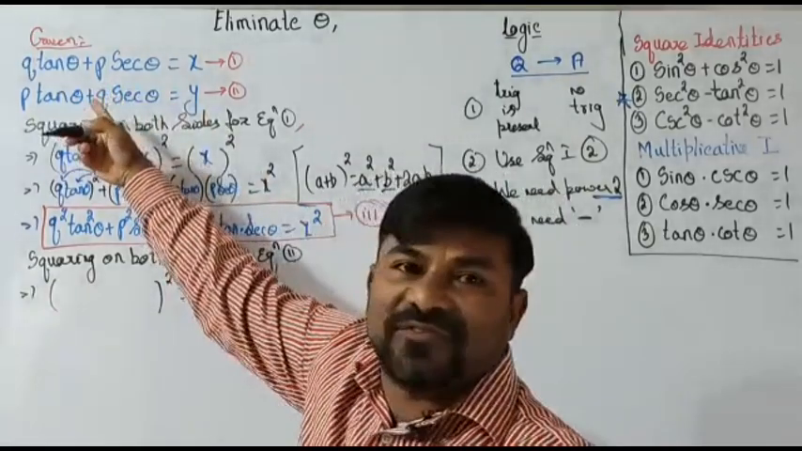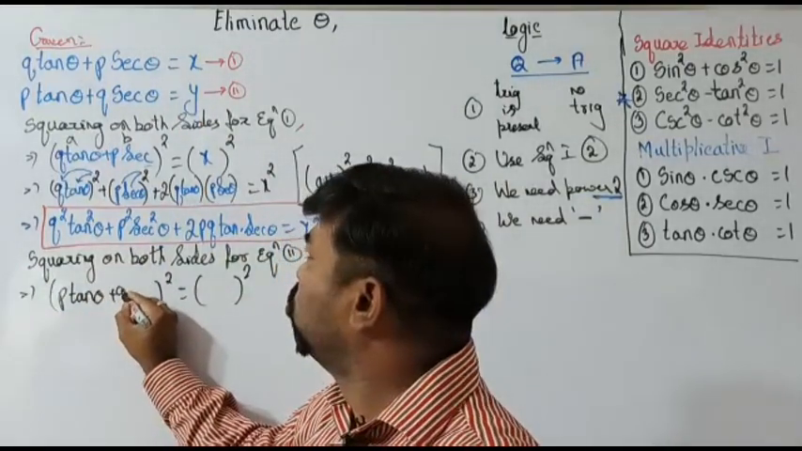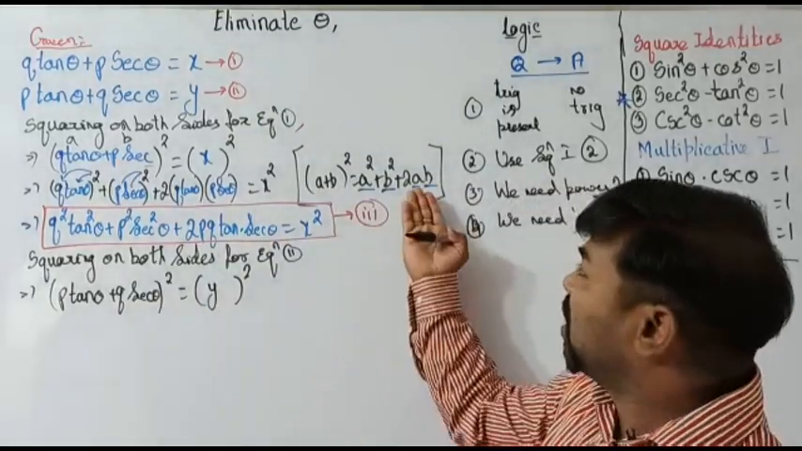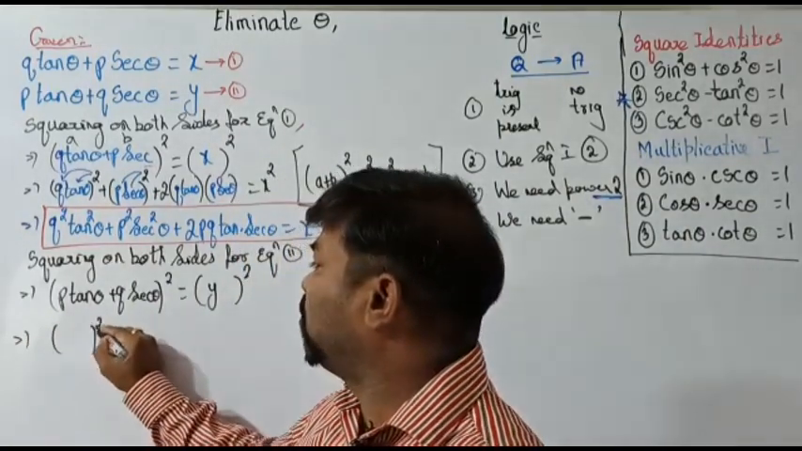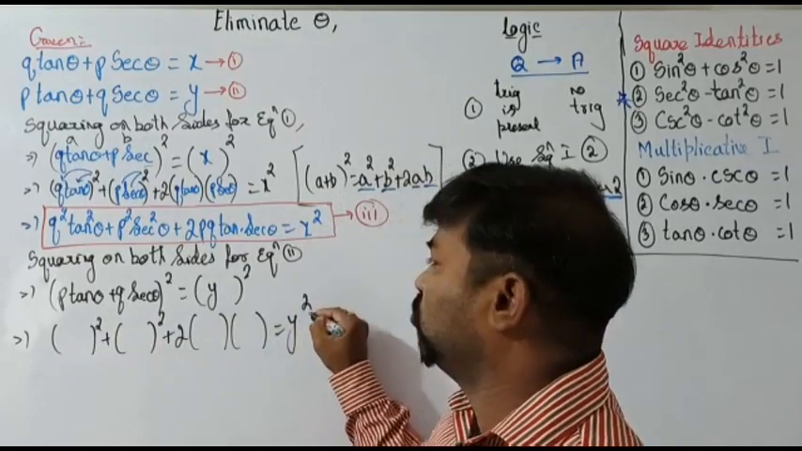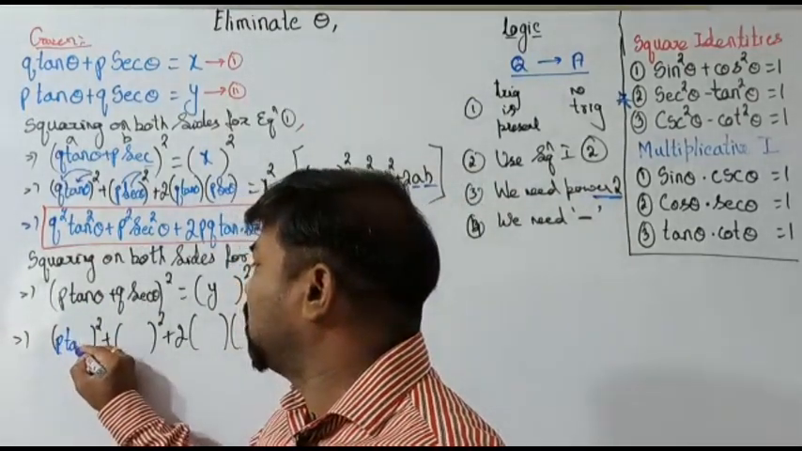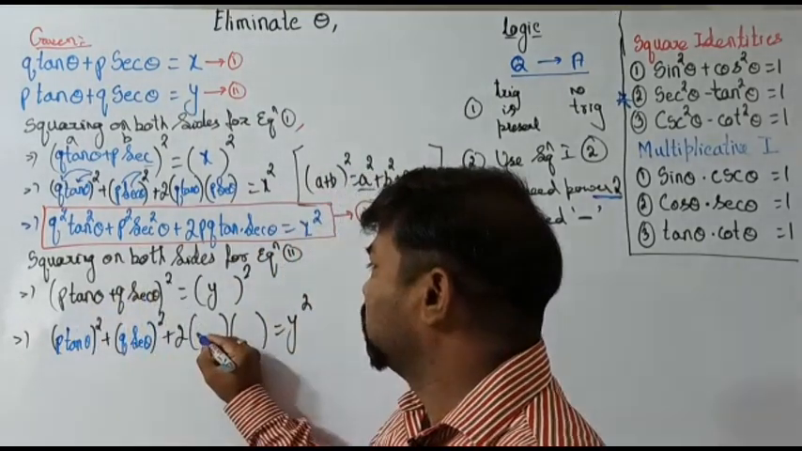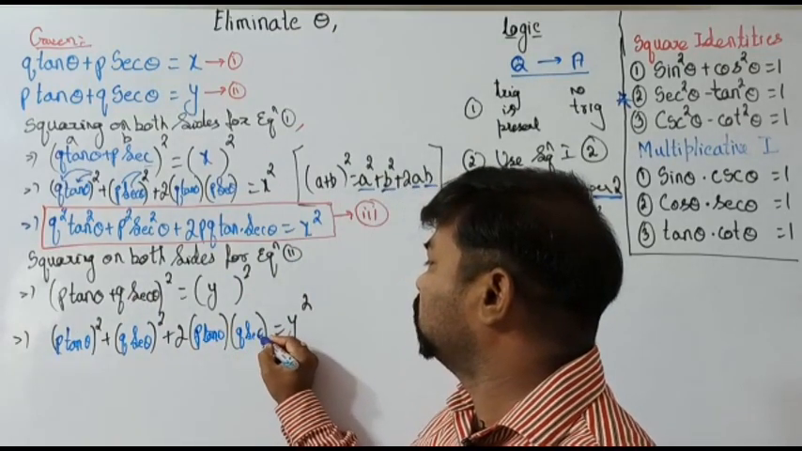What is towards the left hand side of equation 2? It's nothing but p tan theta plus q secant theta. In the same way, towards this side we are having y. We are applying the same formula there, no issues. So directly I can write it as a square plus b square plus 2ab is equal to y square. This becomes a and this becomes b. Just let me plug in: p tan theta, q secant theta. Here again a and b, so it's nothing but p tan theta and this is q secant theta.